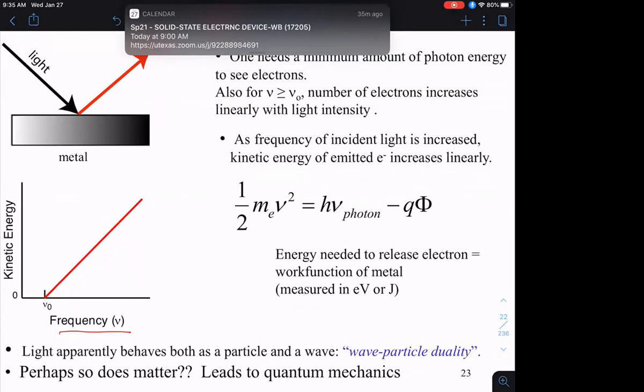People found that for very low frequencies, up to a frequency nu naught, nothing would happen. But then once you exceed nu naught, electrons start getting ejected out of this solid. These are called photoelectrons. And you can then measure the number of these photoelectrons that are coming out, and the energy with which they're coming out, by simple experiments. You can measure the kinetic energy of these electrons.